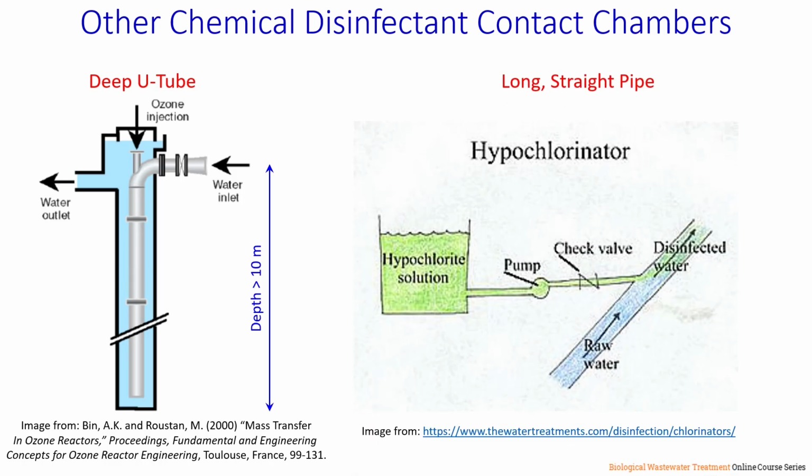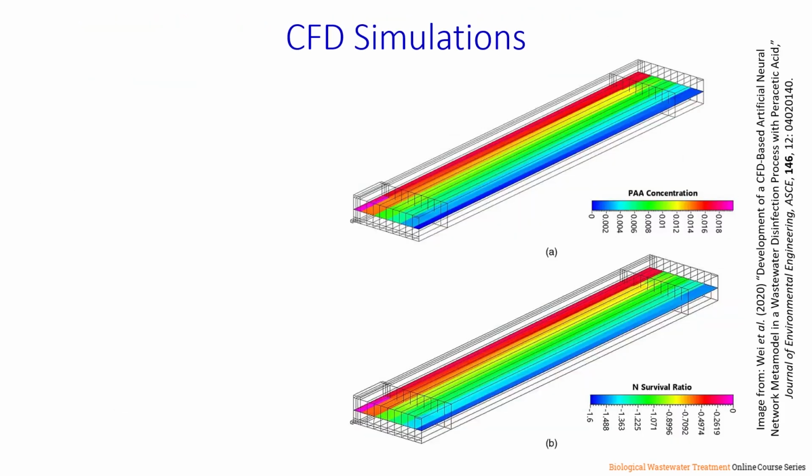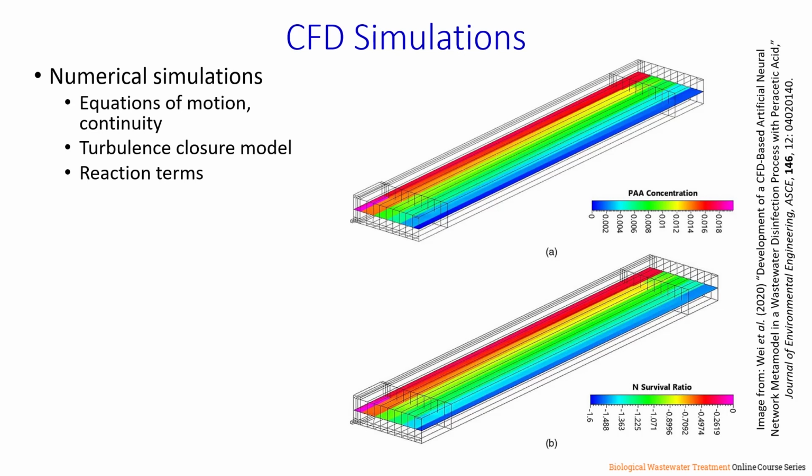We can also use something like a long straight pipe to promote plug flow conditions, especially when these systems operate in the turbulent regime, which is typical. As I've mentioned previously, computational fluid dynamics is often used to simulate the performance of these systems and as the basis of design. CFD simulations involve the equations of motion and continuity together with a turbulence closure model, and then we can incorporate scalar terms, typically reaction terms, to describe the dynamic behavior of the system.